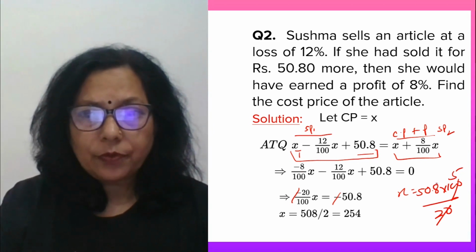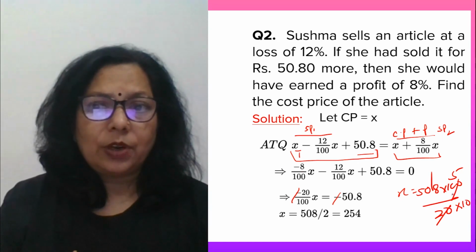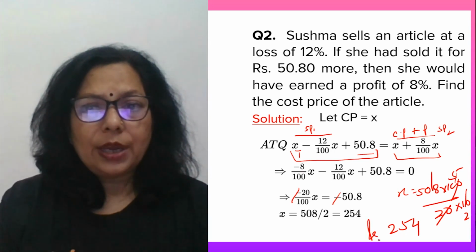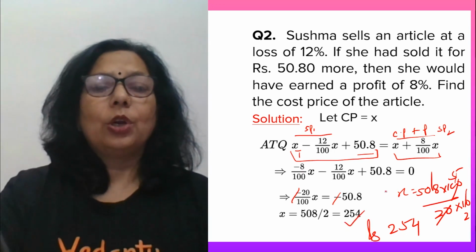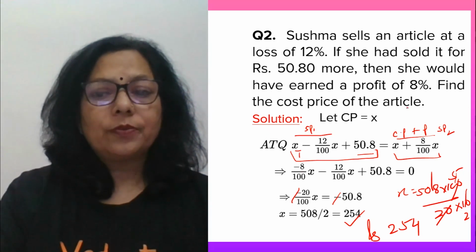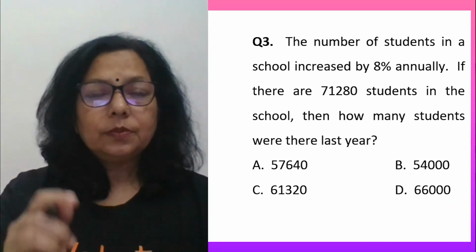So 50.8, you will remove this decimal and one more 10 will come over here. 5 twos are 10. So 2 twos are 4, 2 fives are 10, and 2 fours are 8. So you get x is equal to rupees 254. So rupees 254 is the cost price of the article.